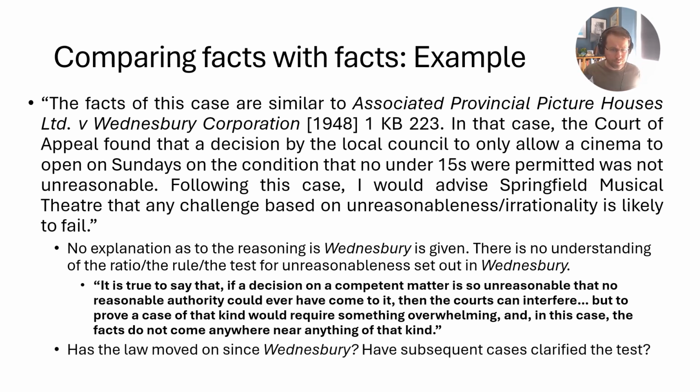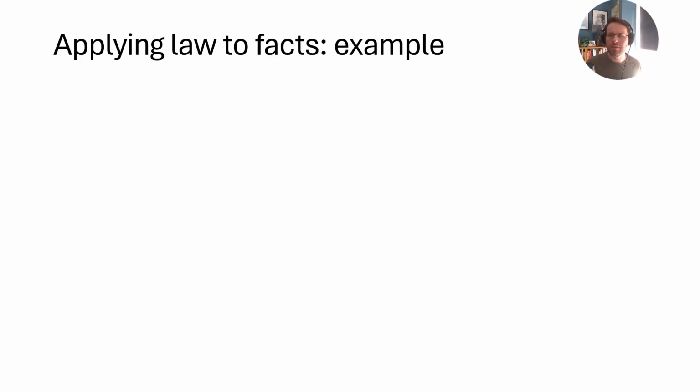So it also might be important to think about whether the law has moved on since Wednesbury. Have we got other restatements of the law, other restatements of this unreasonable test, i.e. irrationality? Okay, so by just doing that, comparing facts with facts, we're maybe missing out on subsequent developments in the law and subsequent cases that we can possibly refer to. So how can we avoid this, comparing facts with facts? How do we actually apply law to facts?